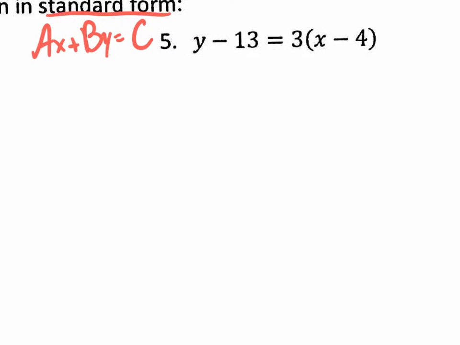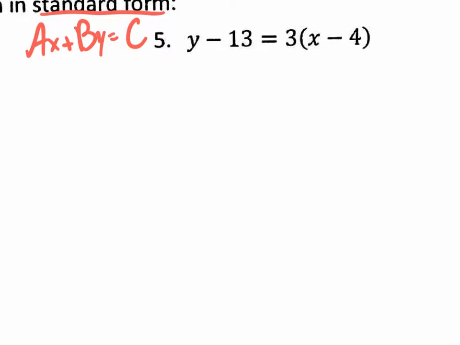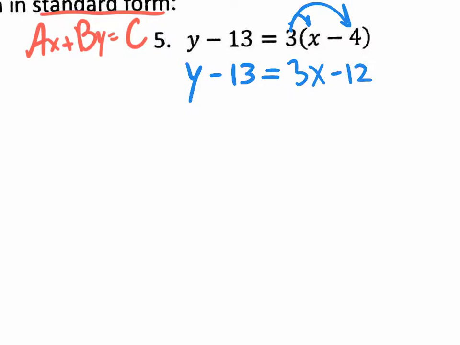Over here, again, standard form, you don't want fractions, you don't want decimals. Are there any fractions or decimals right there? No. So it's ready to go. All you have to do is get rid of the parentheses, because standard form does not have parentheses. So we get rid of the parentheses by distributing. 3 times x is 3x. 3 times negative 4 is negative 12. And we could rewrite everything, bring down the equal, the 13, the minus, the y.